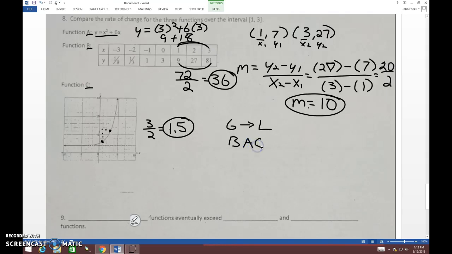Spells, I guess, kind of like back. Not really, though. And then if you want to go backward, it would just be the opposite. So least to greatest would be CAB. Ha! Cab. All right, so you can go either way with those when you're labeling them. So make sure you read the problem tomorrow. It's going to help you on the test.